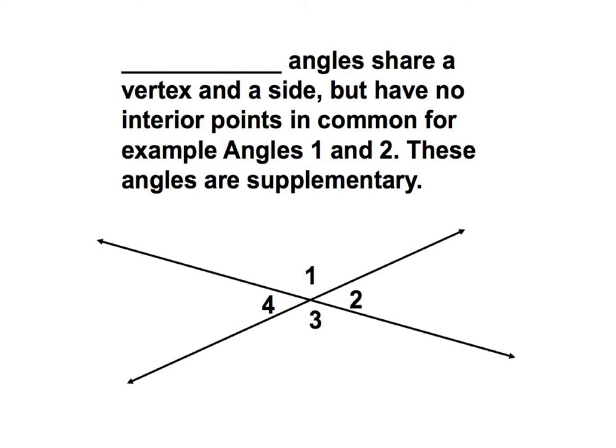These angles. This is another one we're going to be messing with. We have the angles that share a vertex. What's a vertex? That vertex is the point. So they share a vertex and a side. And these are known to be adjacent.